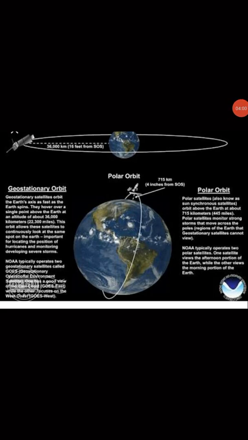Let us see the difference between geostationary and polar satellites. Geostationary satellites orbit around the Earth's axis, and their movement is the same as the Earth's spin. That is why they can capture only one spot of the Earth. While polar satellites are also known as sun synchronous satellites. They can monitor strong storms that move across the poles.